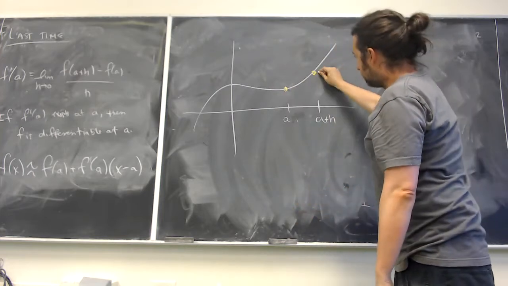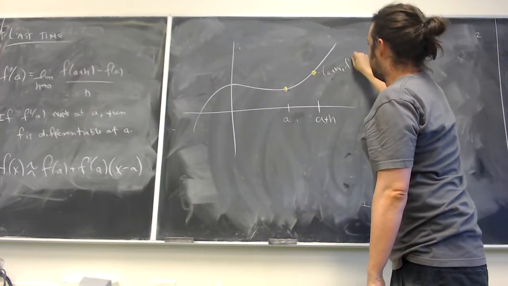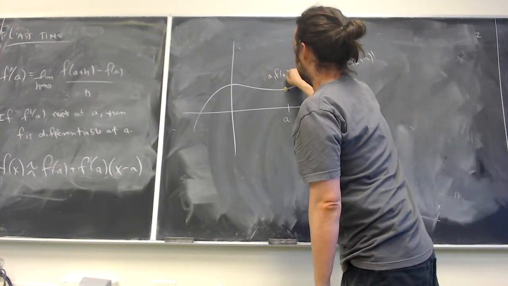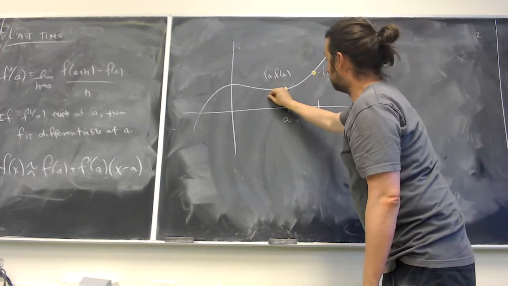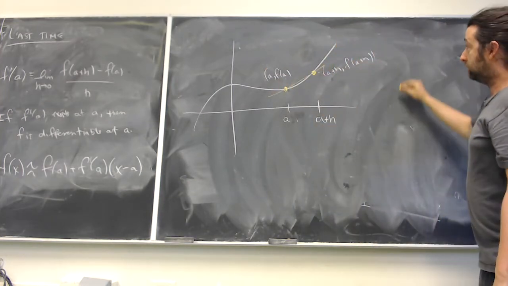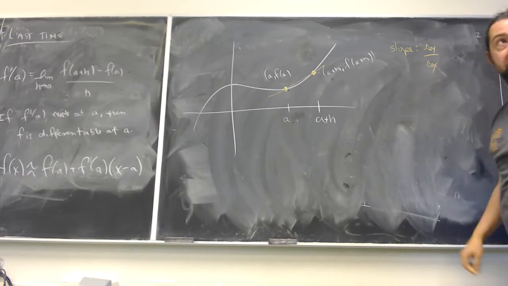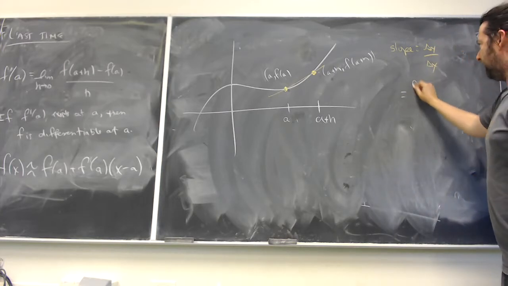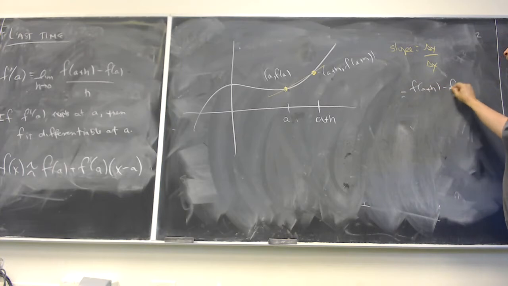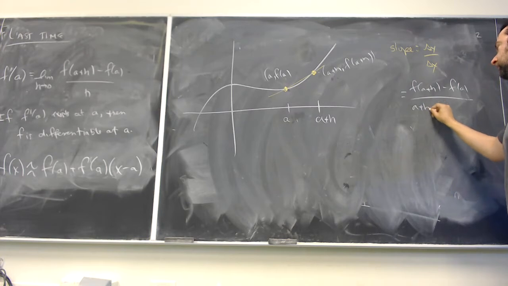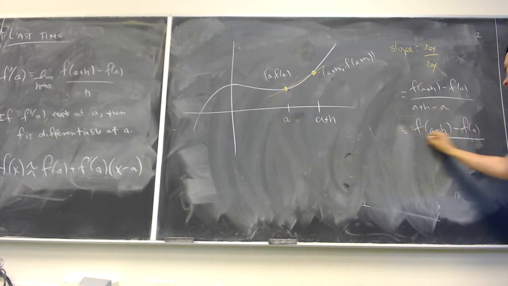My argument here is that if this point has coordinates a plus h, comma, f of a plus h, and this has coordinates a, f of a, then the slope of the line between these guys is delta y over delta x, which is f of a plus h minus f of a divided by a plus h minus a, which is f of a plus h minus f of a over h. That's where the definition comes from.